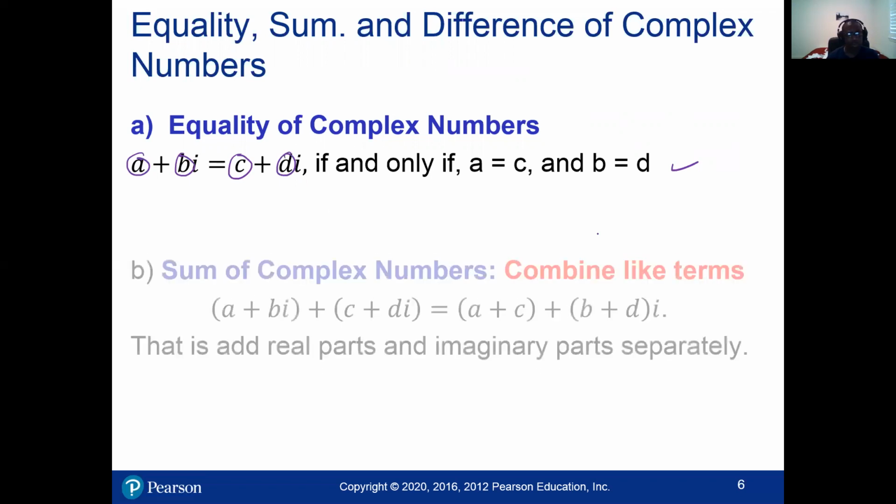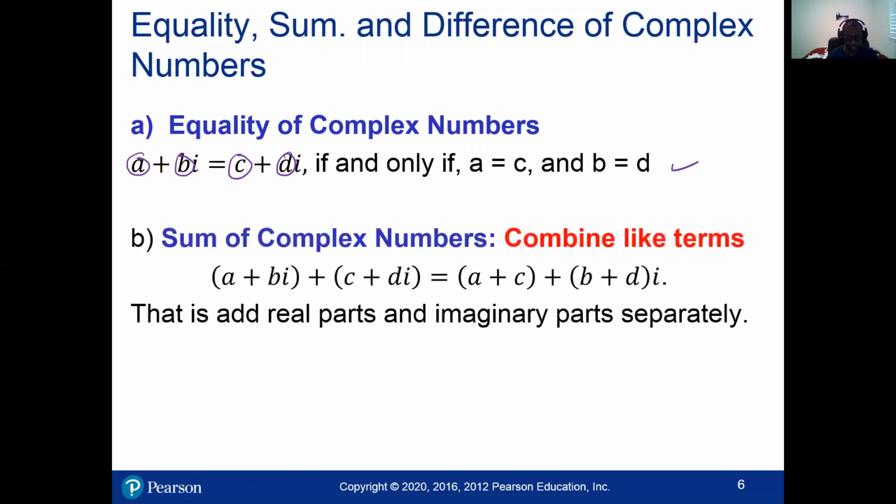Now we'll take examples. But if we are talking about the sum, since we have the real and the imaginary parts, we just combine like terms. So a plus bi plus c plus di is equal to a plus c, that's the real part, plus b plus d times i. That is, add real parts and imaginary parts separately.